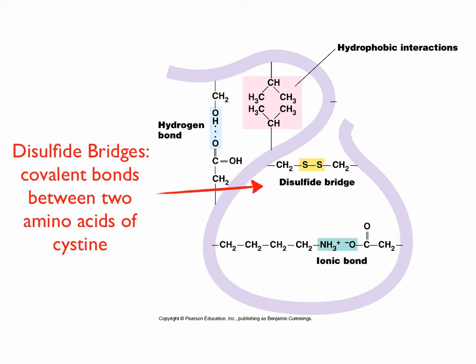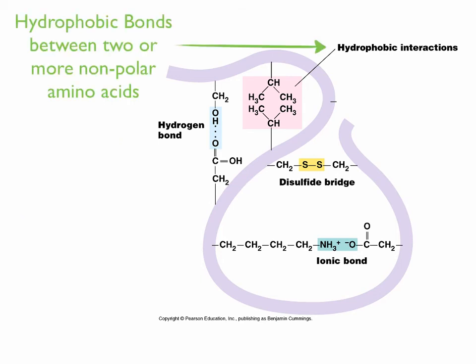The final kind of bonding is a little bit confusing. It's not a true bond. It's called a hydrophobic bond, or sometimes it's just called a hydrophobic interaction. And this is where part of the structure of the protein is stabilized by amino acids that are nonpolar. And remember, if they're nonpolar, then they must be hydrophobic.